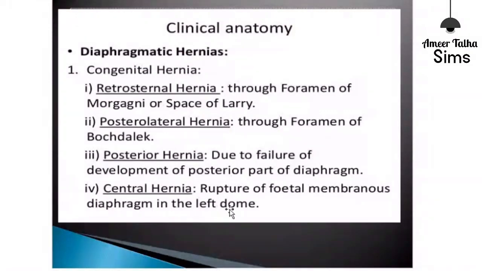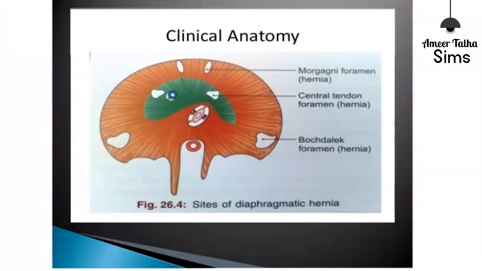So whenever there is abnormality of the embryonic development of the diaphragm, this will lead to hiatus or small openings, which leads to the hernia. And these are diaphragmatic hernias, congenital diaphragmatic hernia. These are the sites of the diaphragmatic hernia: the foramen of Morgagni or space of Larrey, the central tendon foramen, and the posterolateral foramen, which are present in the pleuroperitoneal membrane of the diaphragm, which is the embryological part of the diaphragm.